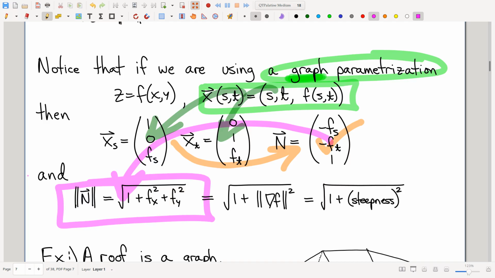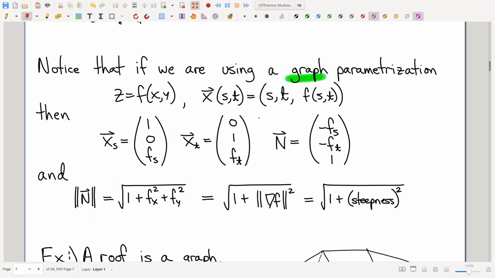Okay. Quick question. Yeah. Isn't that implying that x equals s and y equals t?